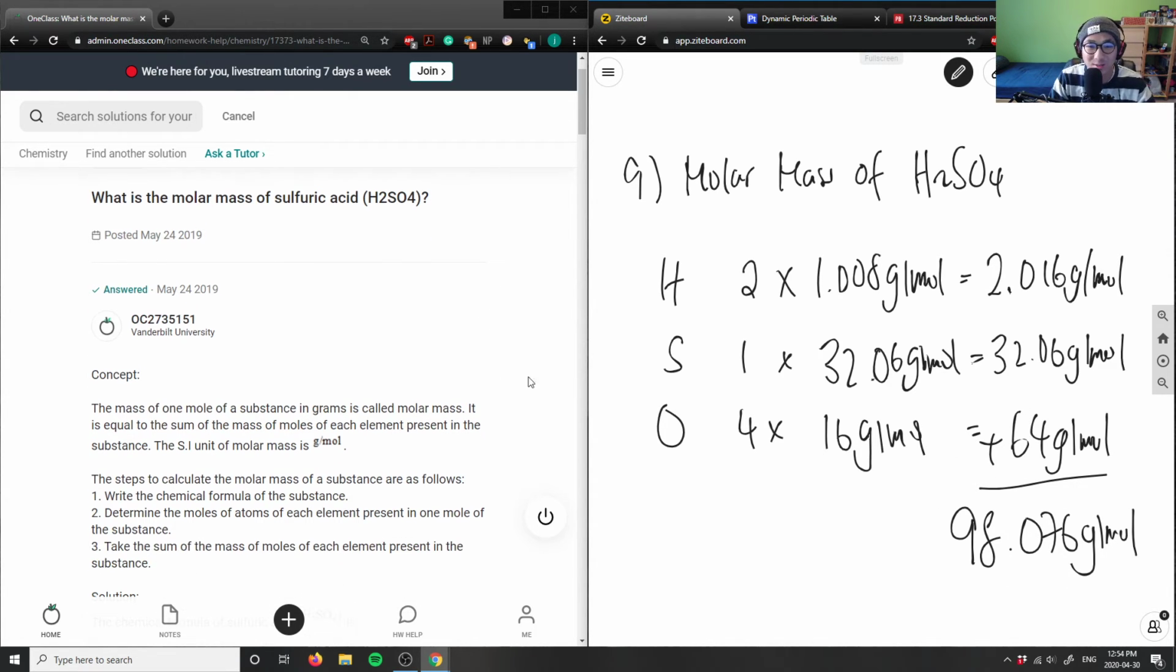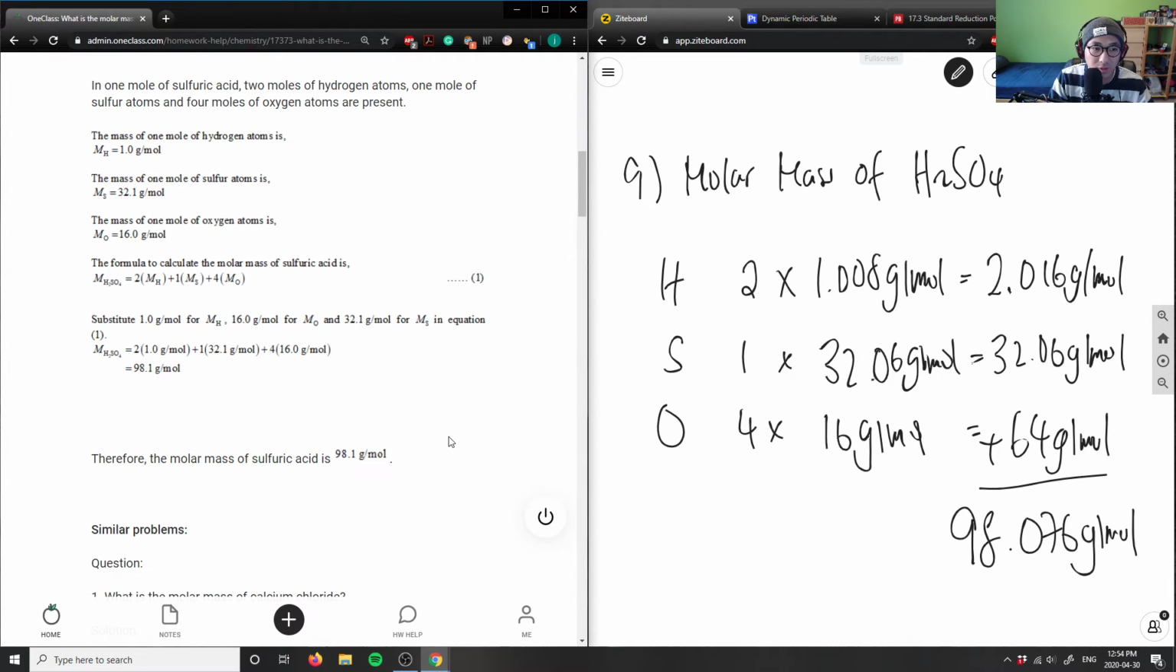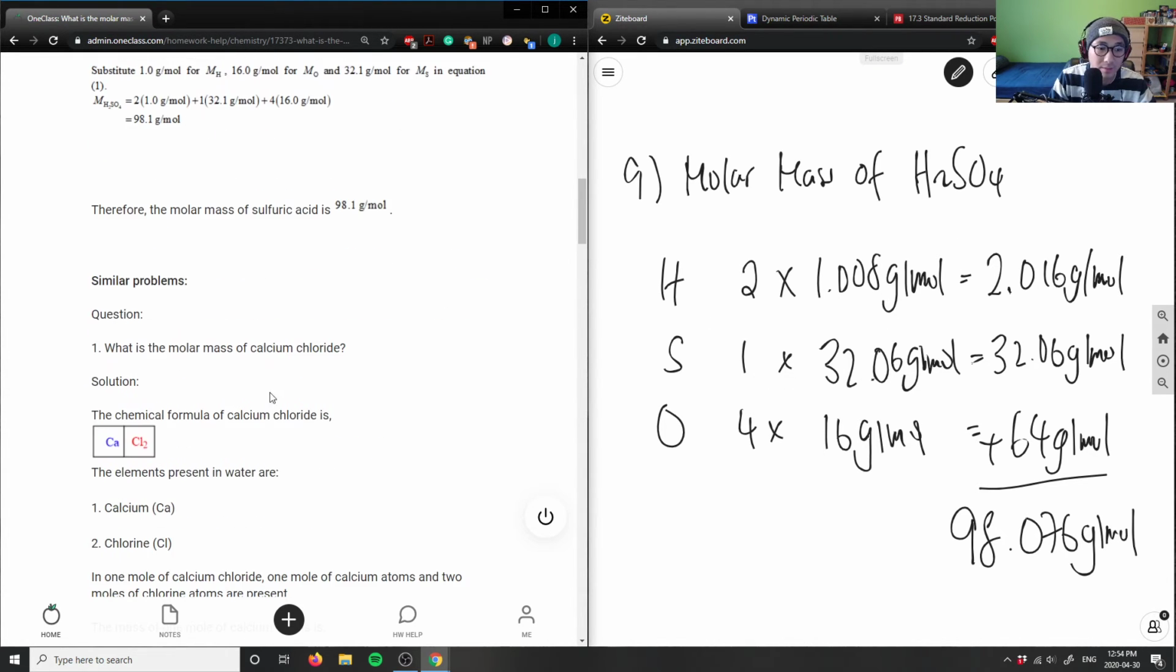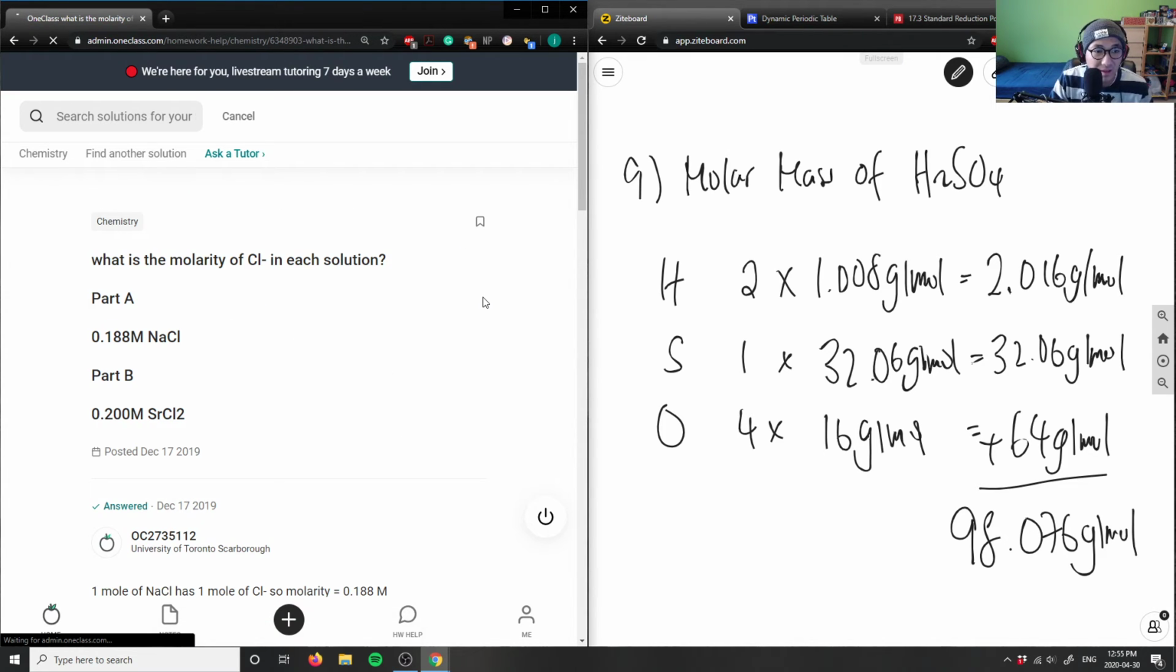My answer for this question here is 98.076, and I'm going to scroll all the way down. This here is correct. So they basically did the same thing again. They found the molar masses of hydrogen, sulfur, and oxygen, and they basically just broke this down into their atoms here. So the solution here is correct. Good analysis here. And then let me see if I can squeeze one more question here.